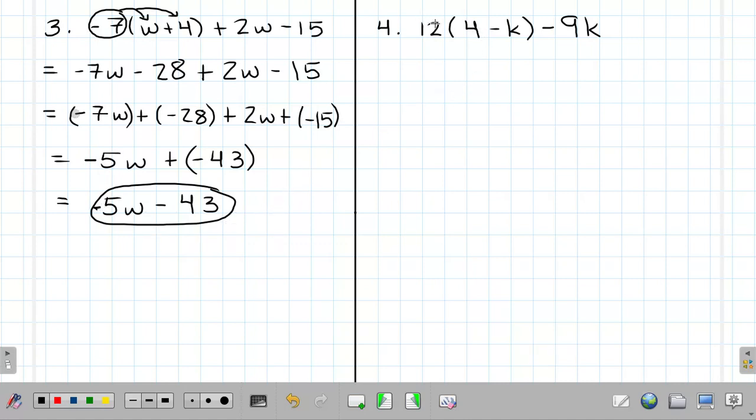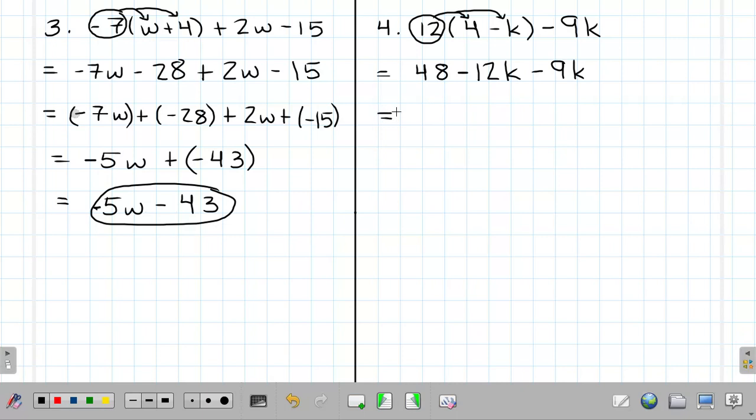Okay. Number 4, same kind of thing. You're going to distribute the 12. So in this case, 12 times 4. Once again, times tables coming in. 12 times 4, you should know that that's 48. Minus 12 times k, so 12k. And then we still have the minus 9k.